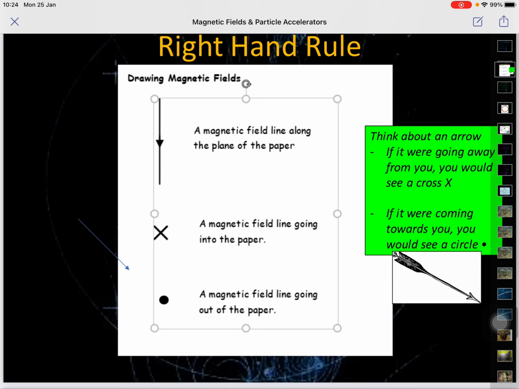Where the issues come is if I'm dealing with 3D, and the magnetic field is either going into the page or coming out of the paper. How we represent that is, if it's going into the paper, we draw a cross, and if it's coming out, we draw a dot. The way I learned this is, think about a bow and arrow: if it were going away from you, you would see the feathers crossing over, and if it was coming towards you, you'd see the point coming towards you like a dot. So it's a way to try and remember it.